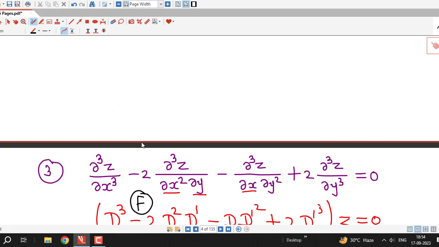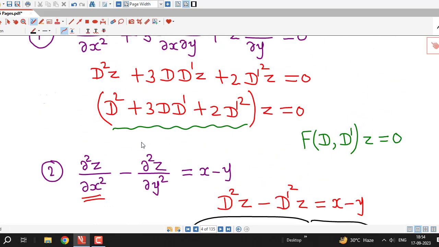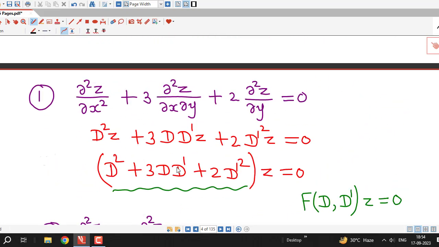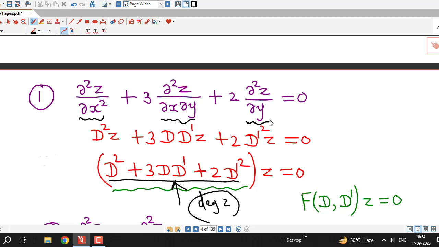So depending on the nature of the function also, we have different methods of solving linear PDEs with constant coefficients. If you observe here, this is a homogeneous function of D and D', and the degree of each term is 2. When will this happen? If in every term of the differential equation the order of derivative is the same. Here we can see all the derivatives appearing in the PDE are of second order, then f(D, D') will be homogeneous in D and D'.